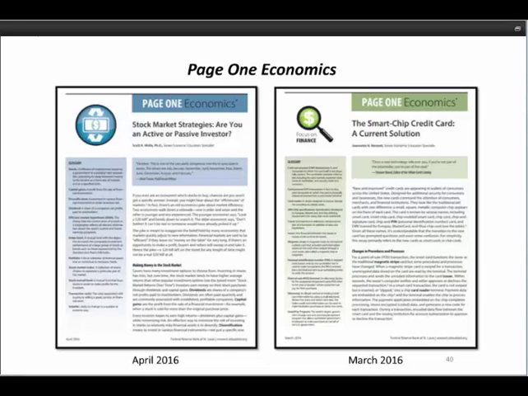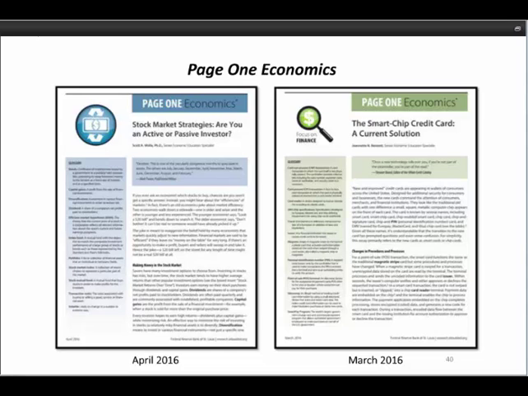April is Financial Literacy Month, so we did one on stock market investing. It looks at the two different ways that mutual funds are managed, the actively managed funds and the passively managed funds, or index funds. It explains the difference between the two.